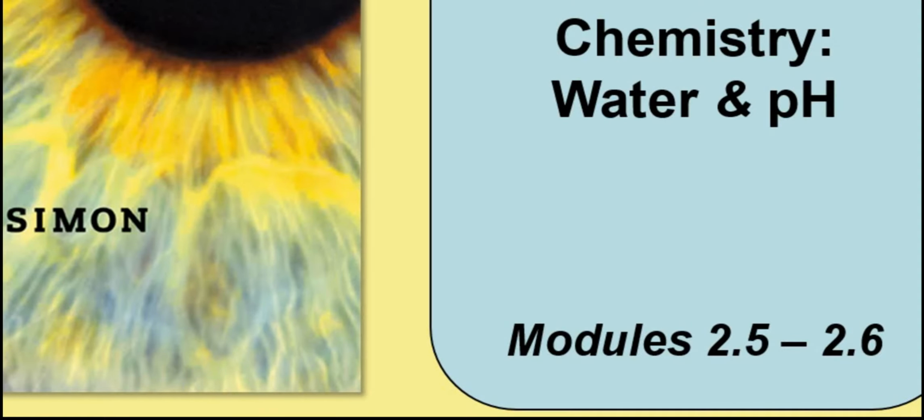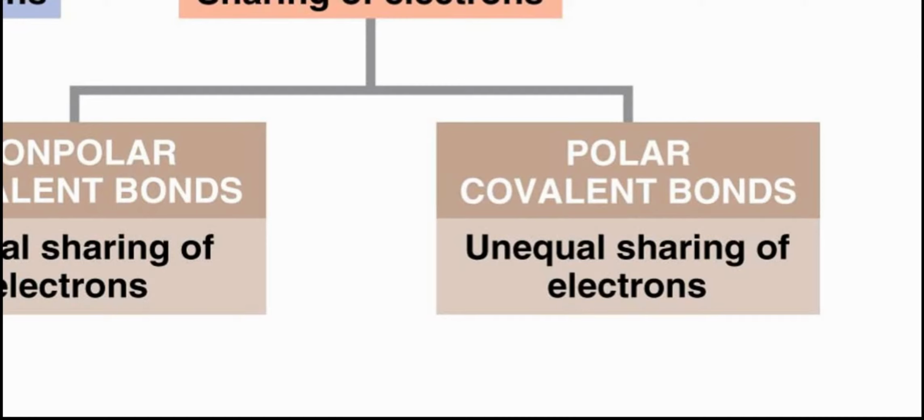Hi, welcome to this second video for Chapter 2. We're going to be talking a little bit more chemistry, but specifically just about water and about the pH scale. This corresponds to your textbook modules 2.5 and 2.6.